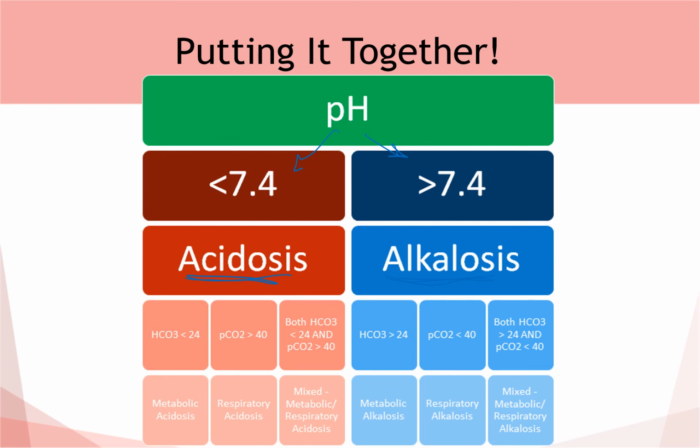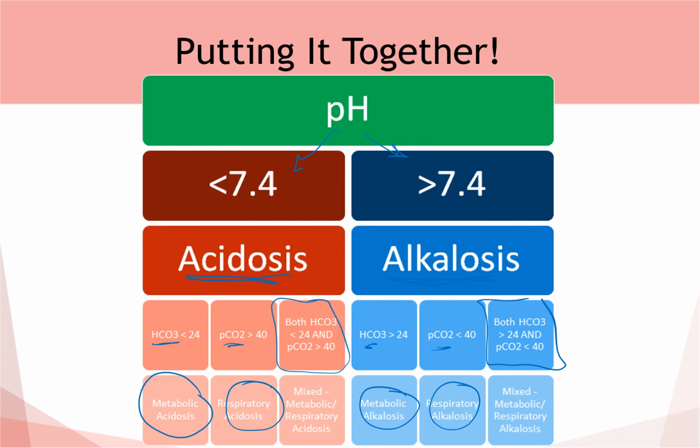And the values that we look at there are the bicarb levels and the CO2 levels. And with that, we're going to be able to define whether it's a metabolic acidosis, respiratory acidosis, or a metabolic alkalosis or a respiratory alkalosis. There will be interesting cases in which both the bicarb and the CO2 contribute to it, meaning that we have a mixed metabolic or respiratory acidosis or alkalosis as well, and the criteria for those are listed right here and here.